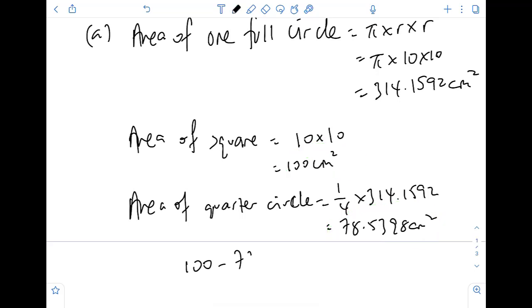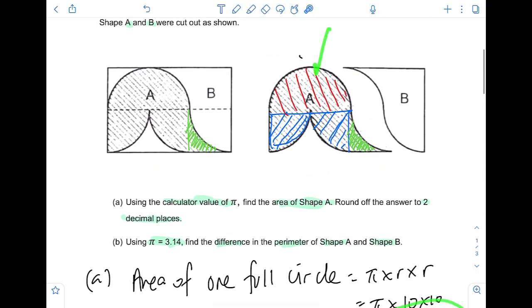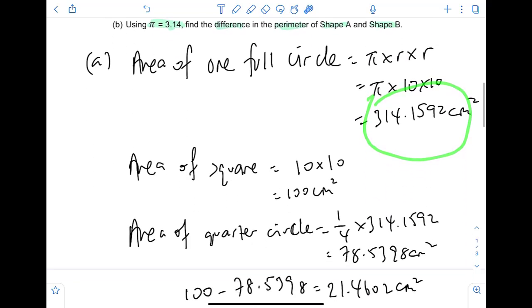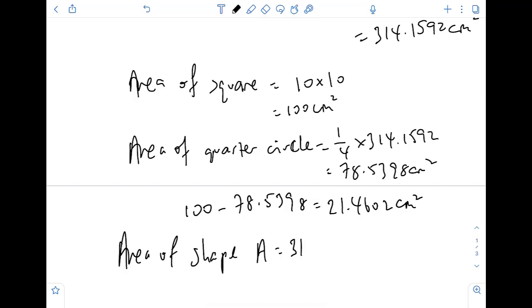So the green section will be the square minus the quarter circle. 100 minus away 78.5398 is 21.4602. That is the green section. So we take this plus this particular value, which is the red plus the blue sections. So the area of shape A will be equals to 314.1592 plus that small green section.